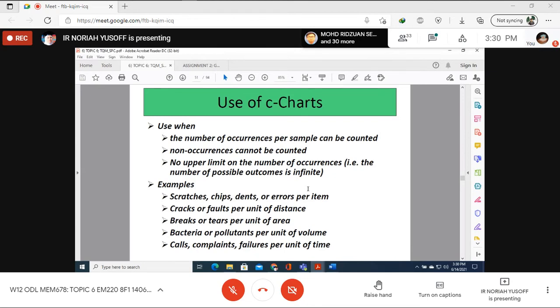Okay, now we use the C chart. How do we use the C chart? The C chart is used when the number of occurrences per sample can be counted. You can count how many are there. There is no upper limit on the number of occurrences, so the number of possible outcomes is infinite, it can be any number. Examples are scratches, chip dents, bacteria pollutants per unit of volume, number of calls per day, number of complaints.